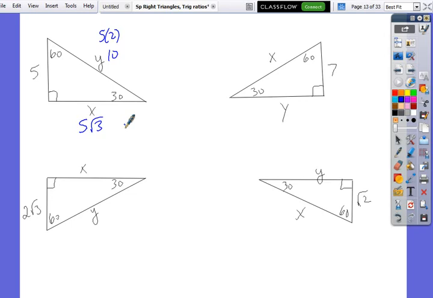All right, what is the hypotenuse? 14. You take the short side times 2, get the hypotenuse of 14. The long side is going to be short times root 3. There's nothing I can do with that.